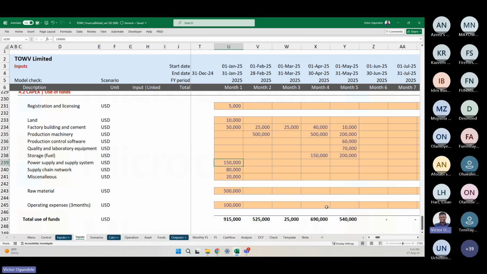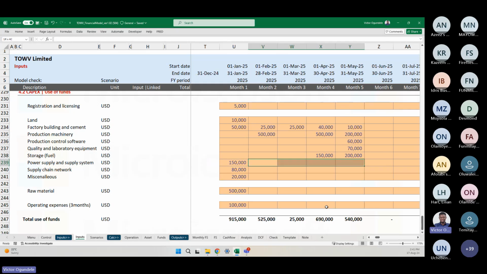So power supply and supply system. That's 150. So let's say I divide it by 4. Okay, so then let's do that. So let's say 37,500. I'll spread that across. I hope it's 150. Okay, yes. So supply chain network, definitely that should come in. So maybe put that in month 4.